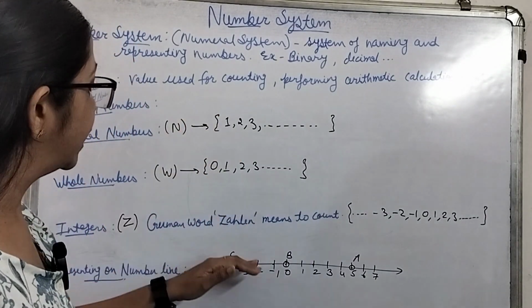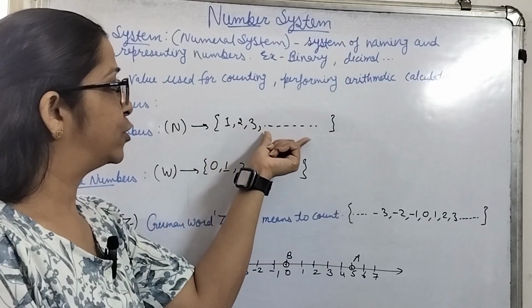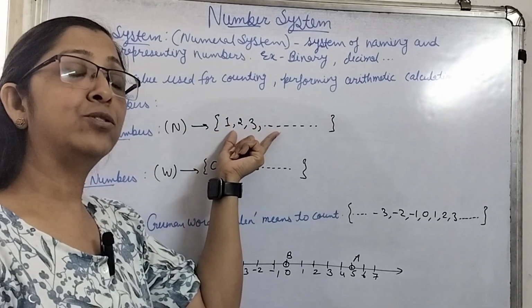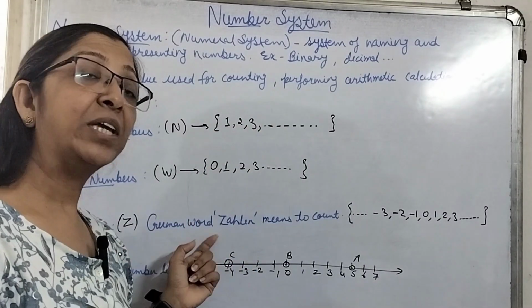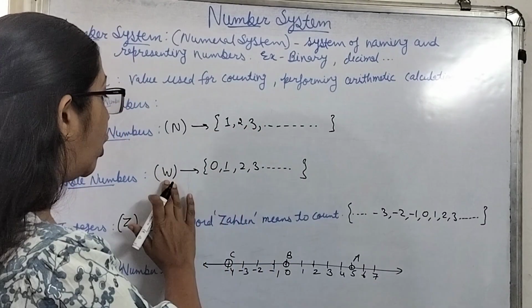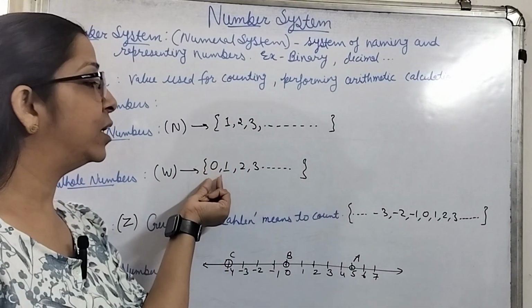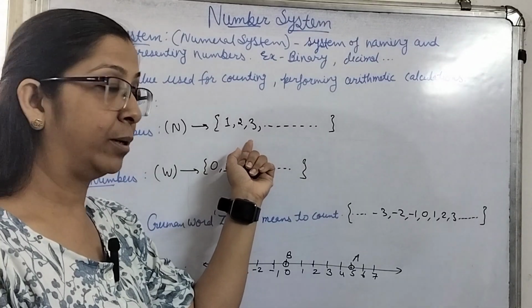Now from here we can conclude that all these natural numbers are part of your whole numbers. That means all natural numbers are whole numbers. All natural numbers are your integers also. But all whole numbers are not natural numbers, because 0 is a whole number, but it is not a natural number.